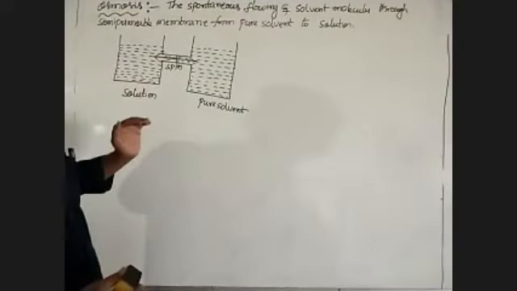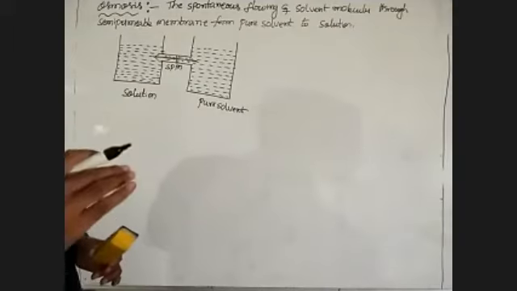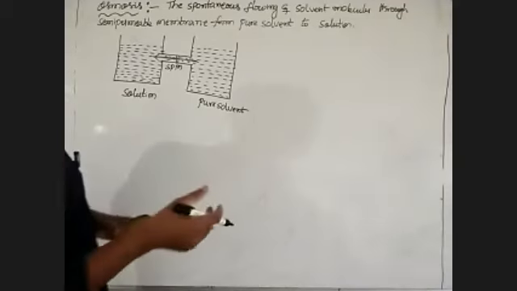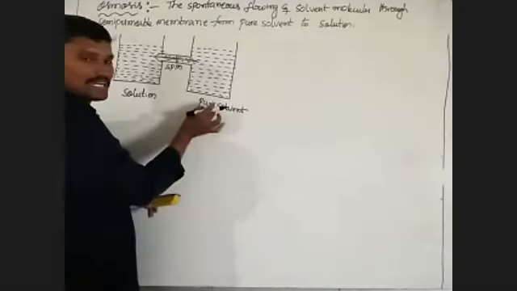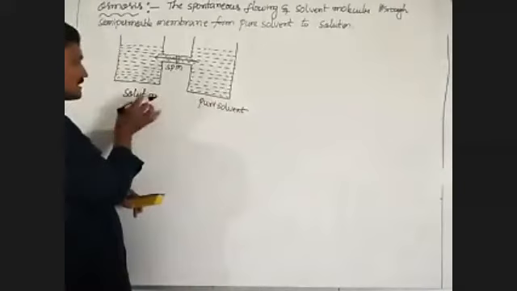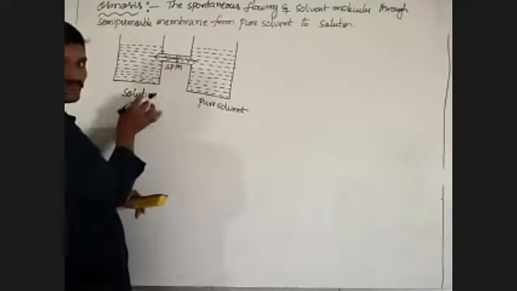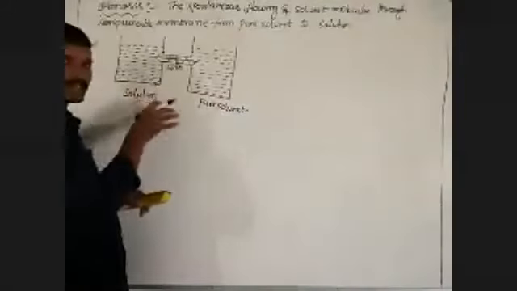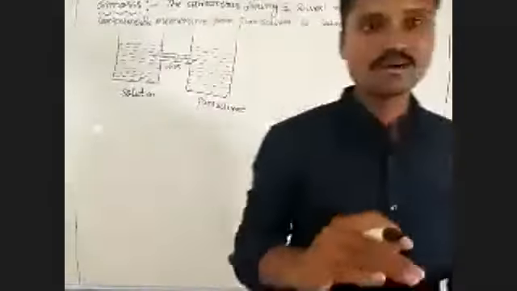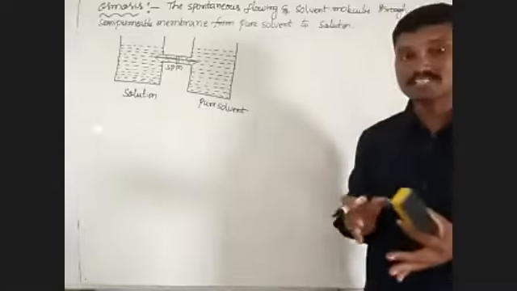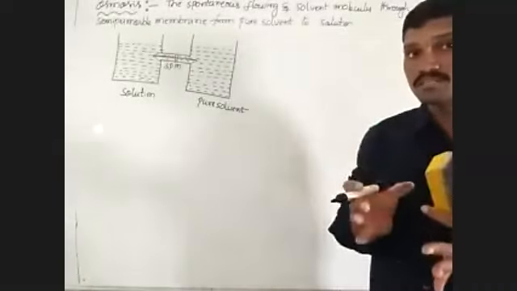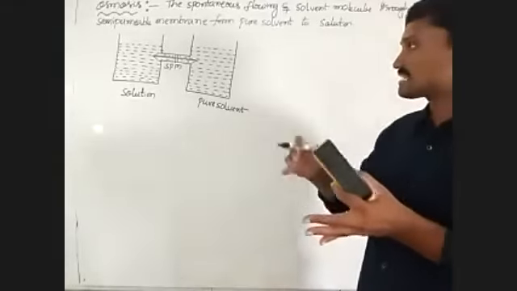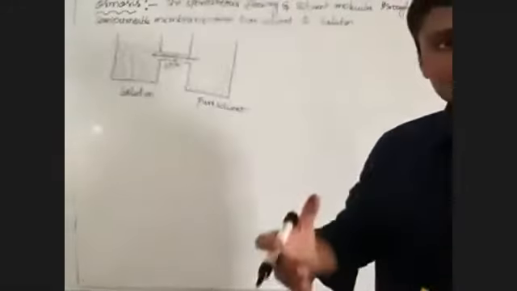Generally, solvent molecules flow from low concentration to high concentration. On this side, low concentration, on this side high concentration. Why? Because here solute particles are absent. Here solute particles are present. What is concentration here? The amount of solute present in the solution.